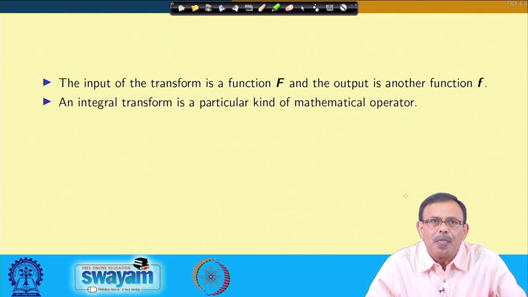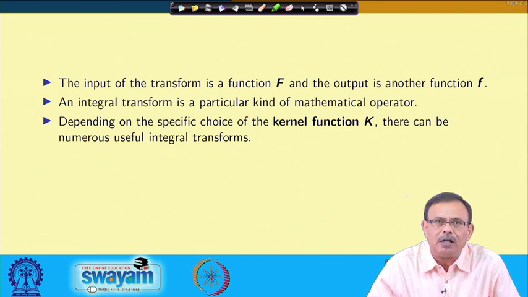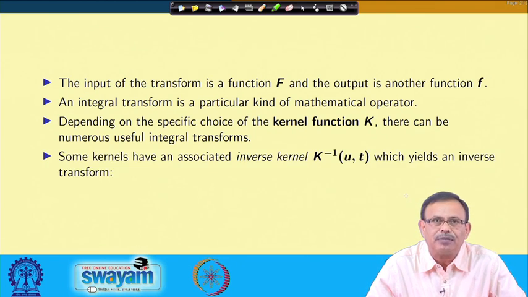Next, an integral transform is a particular type of mathematical operator, we can say. Depending upon the specific choice of the kernel function K, there can be numerous useful integral transforms, as I was telling earlier. If I change the kernel function K, I can obtain various kinds of useful transforms like the Laplace transform, Fourier transform, Hankel transform, and so on.